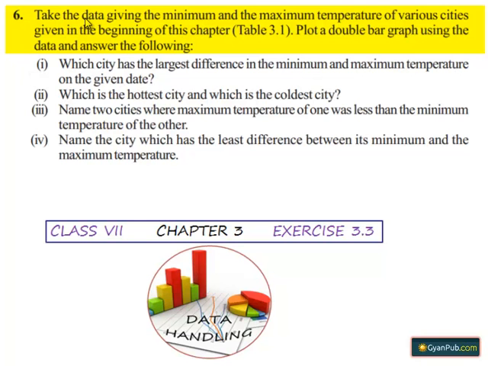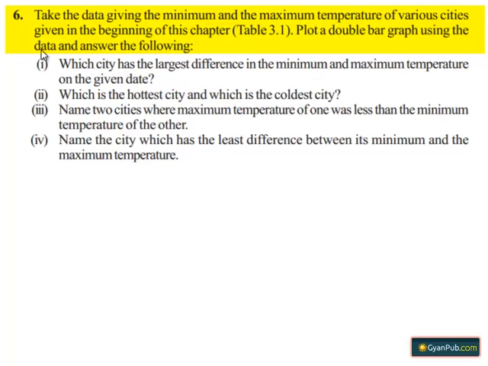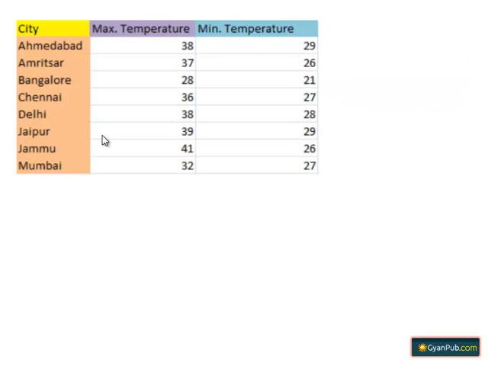Now question number 6. Take the data giving the minimum and maximum temperature of various cities given in the beginning of the chapter. Plot a double bar graph using the data and answer the following. Here, let us take the tabular form. Here in the tabular form, the maximum temperature and the minimum temperature of the cities were given. Now let's find the solution.